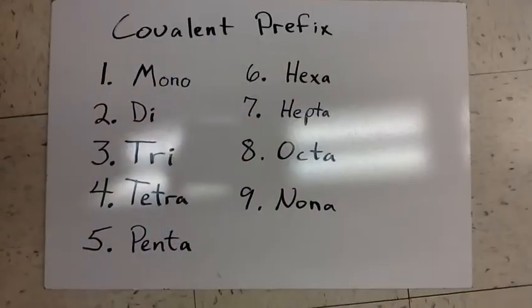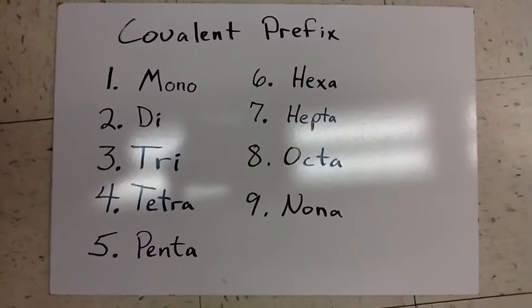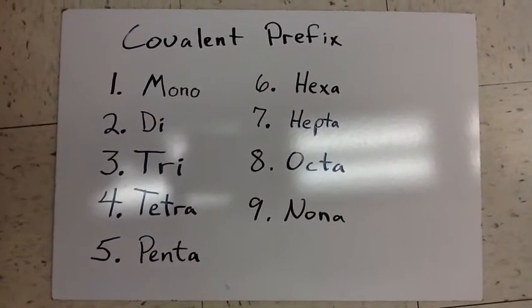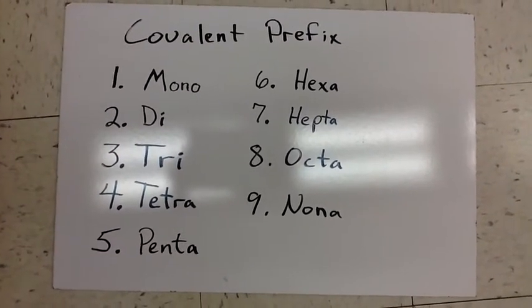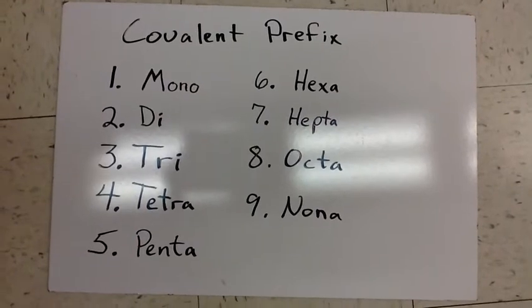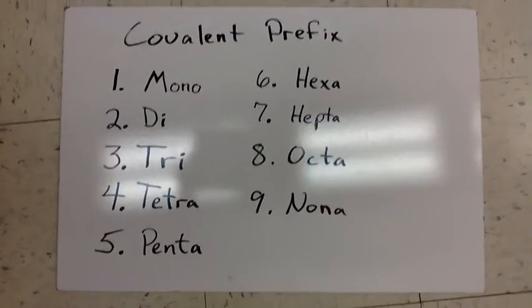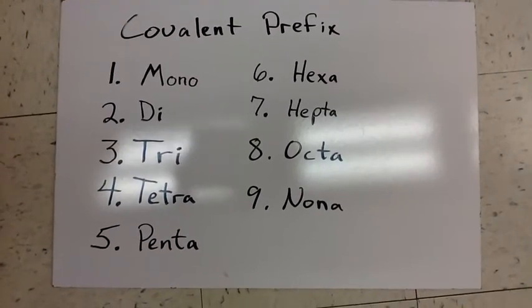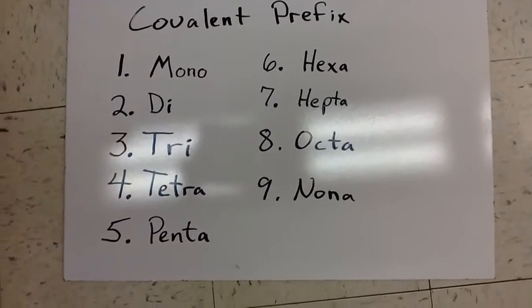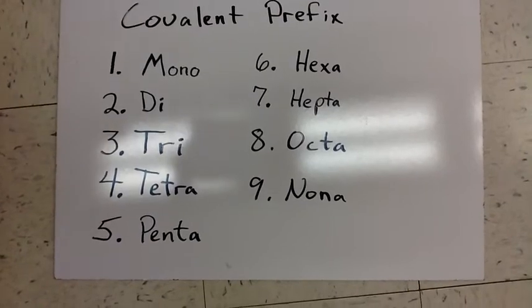All right, when we're doing covalent compounds, we're going to have prefixes on these. Some get prefixes, some don't. We'll explain that when we do the actual rules. So when we look through here, these are the prefixes you have to know. Okay, so one is mono. You'll see mono quite a bit, so just be familiar with it.